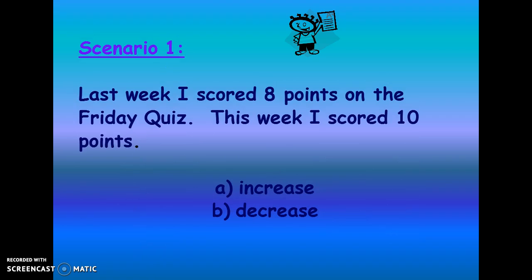In our first scenario, it says, last week I scored 8 points on the Friday quiz. This week I scored 10 points. So what we need to first do is think about where we started. What occurred first? Was it last week or this week? Since last week occurred first, the number associated with that is the number 8. So that is where we are starting.